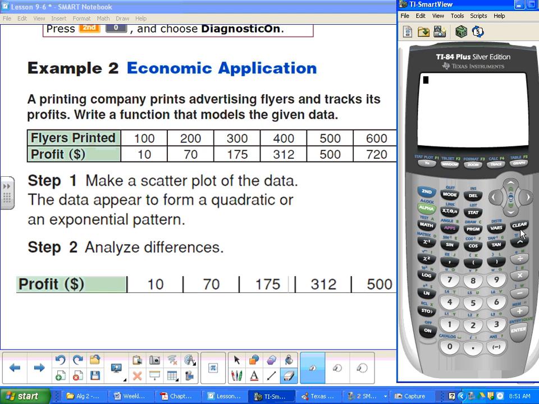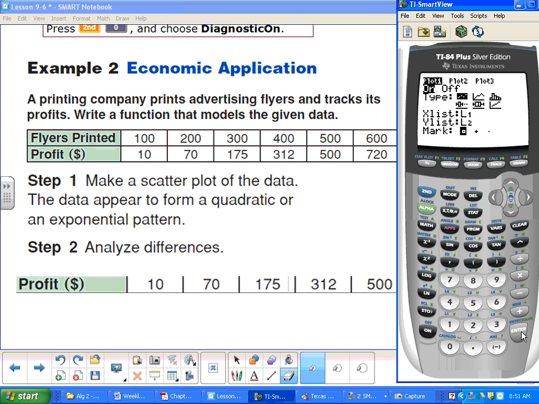Now, more than likely, your calculator is probably set up correctly, but we're going to check it. So go to second Y equals, and we're going to look at Plot 1. You can hit enter on Plot 1. Now, we want to turn it on, so we can hit enter at the On spot. And we want the very first one, like our calculator is showing us here, that's a scatter plot.